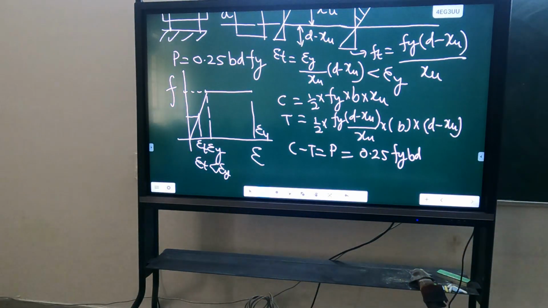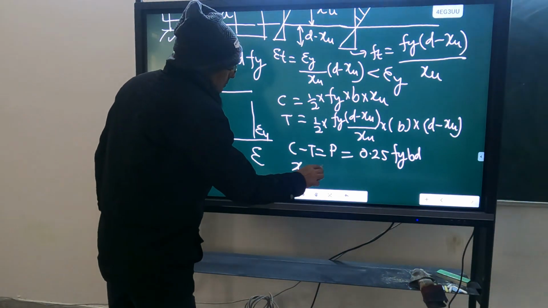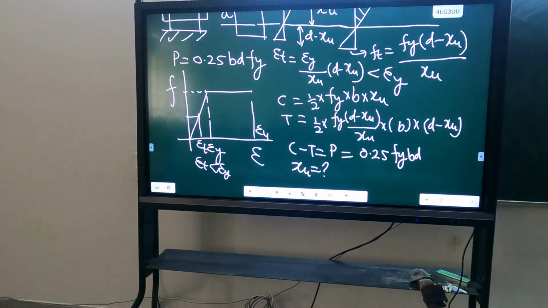Alternatively, you can do iterations. If you don't want to solve the quadratic equation, I just solve the quadratic equation. That will give you xu. That's the computer access. Alternatively, you can do iterations. Assume different values of xu, calculate C and T, and equate C minus T equal to P.